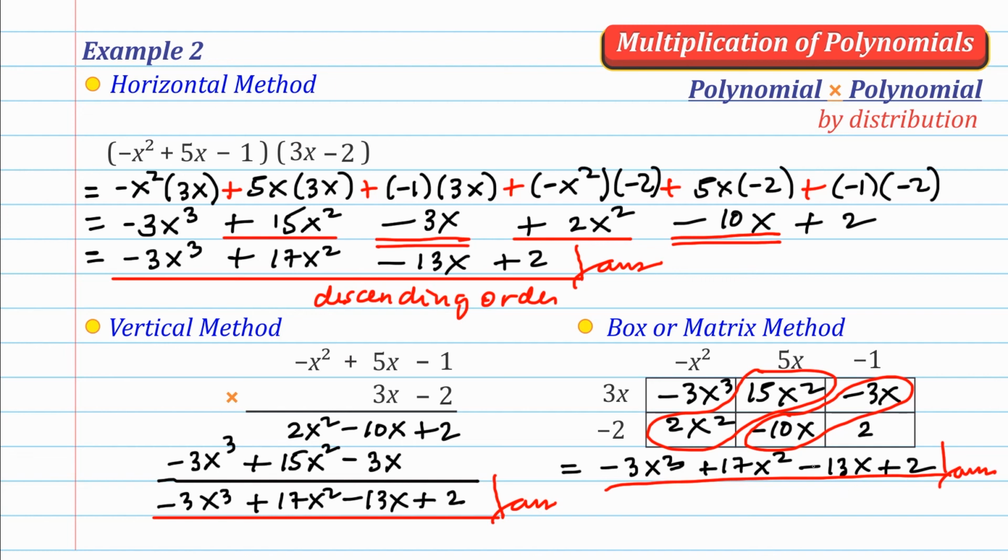So, there are many ways of multiplication of polynomials. My favorite is the vertical method because it's more organized and, well, at least it's something familiar because it's just like multiplying numbers. But you can also use the box or matrix method. Pero the least that I would use kapag medyo marami ng terms is the horizontal method. But whatever method you use, you should arrive at the same answer.